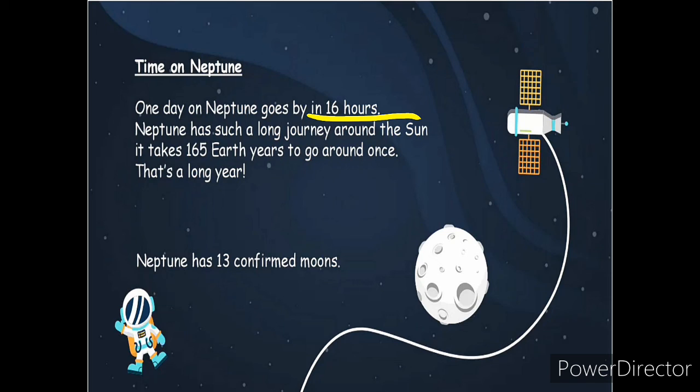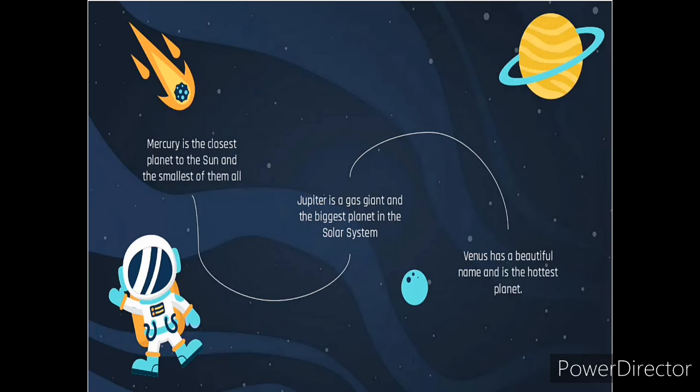So Neptune completes its revolution in 165 Earth years. A very, very long year, right? Okay, so a summary of the chapter.